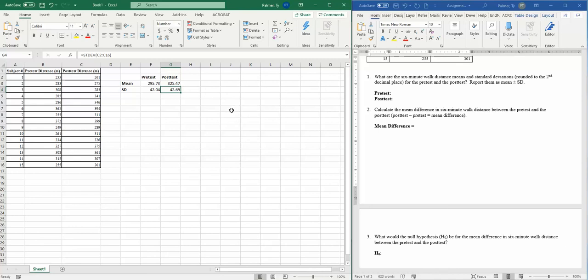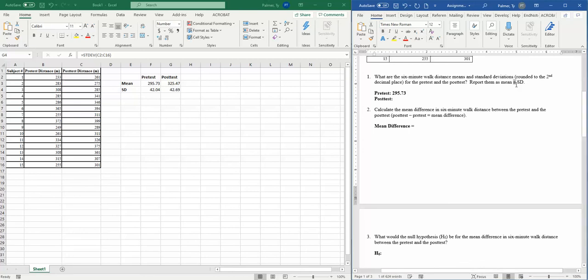Okay, that looks great. Now we can input those means and standard deviations into our assignment 6 Word document for question 1. For the pretest, let's do that first. It says we need to report these values as mean plus or minus standard deviation. So let's report the mean here first. Pretest, mean is 295.73.